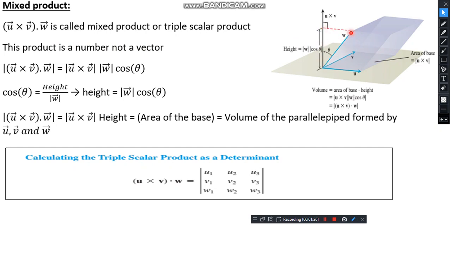If this is the height you projected, then it will be the volume of the parallelepiped formed by the vectors U, V, W. So by definition, it is U cross V dot W, which is called the triple product or mixed product. It is the determinant of the three vectors, you put them one after the other and you do the determinant. If you do U cross V dot W or V cross W dot U, whatever, you're going to have the same number.